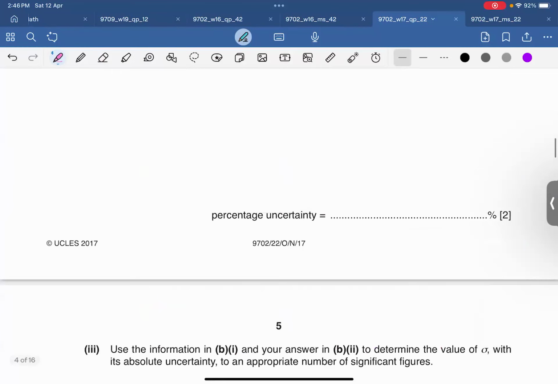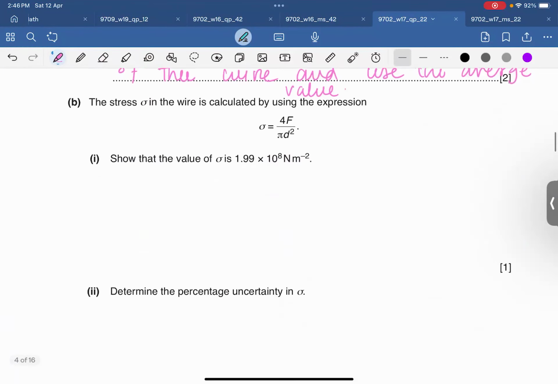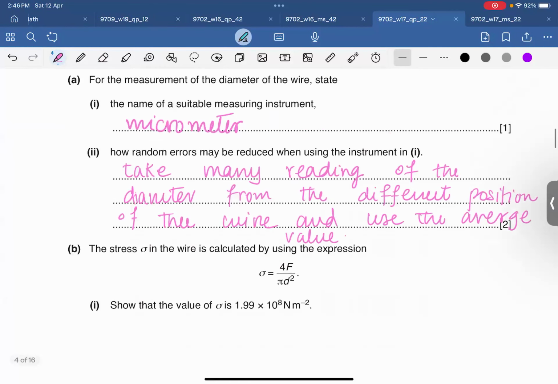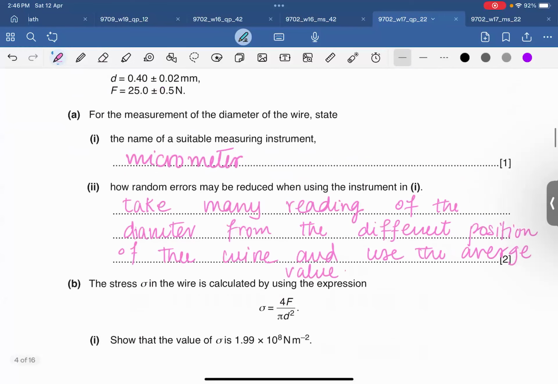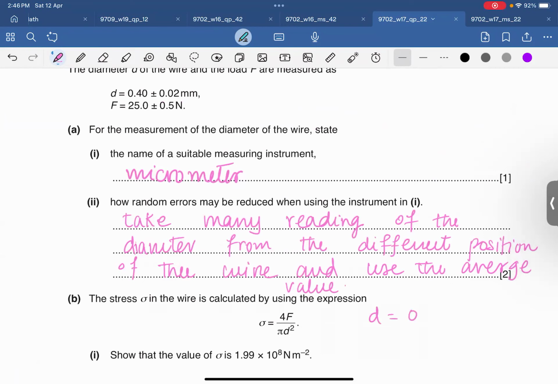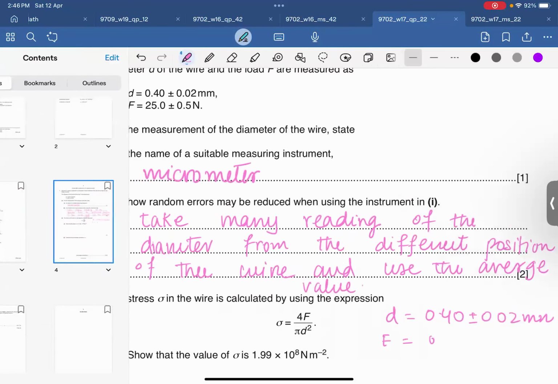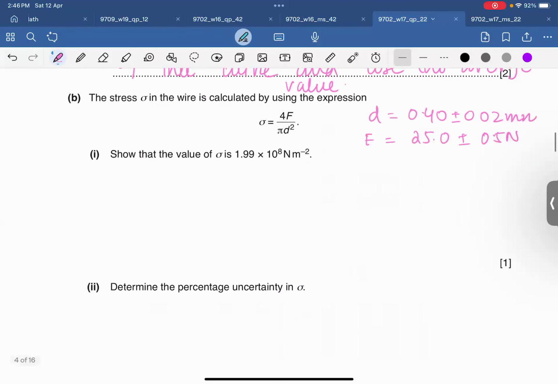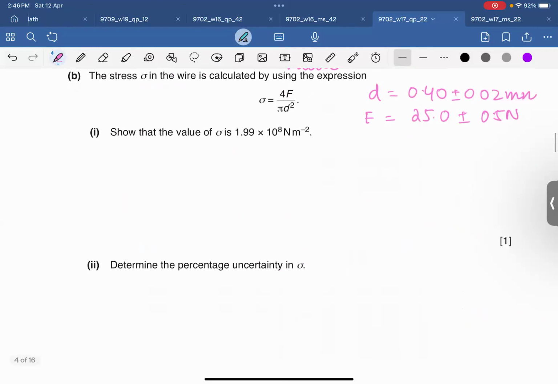Okay, आ जाओ भाई. So now this is a calculation वाला question. Okay, so तुमसे कह रहा है कि you have to find the stress in the wire. Okay, these are the two values you have, चलो शुरू हो जाओ। Now you have to calculate it and send me the picture of your calculation. सारे पार्ट एक साथ करके भेज दो। D is 0.40 ± 0.02 millimeters, and F is 25.0 ± 0.5 newtons.